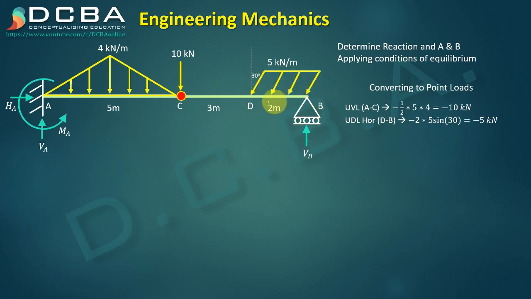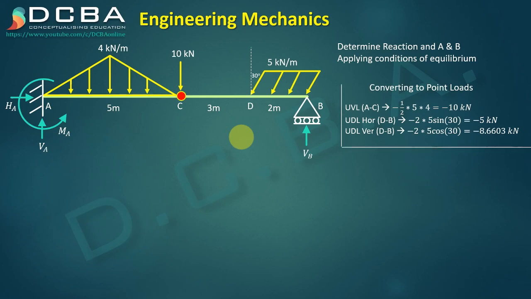The components of this UDL from D to B: you just have to take the area of this rectangle, 2 into 5, and the cosine component will be vertical since this is the angle, and the sine component will be horizontal, right? So you just have to multiply it by its sine component and cosine component, like how we do with the normal loads. So the horizontal component is minus 2 into 5 sine 30, so it's minus 5 kilonewtons, and the vertical component of this will be minus 2 into 5 cos 30, it's minus 8.6603 kilonewtons, right?